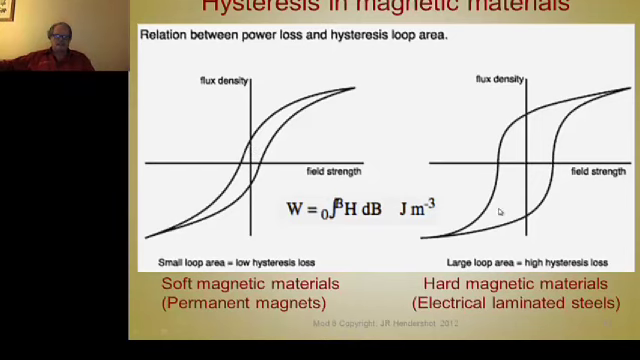And here's the hysteresis loop of a hard magnetic material, which is like a permanent magnet. By the way, these are backwards. This term is supposed to be over there, and this is supposed to be over here. Hard magnetic materials are permanent magnets, and soft magnetic materials are electrical laminated steels. That's a typo there. Sorry about that.